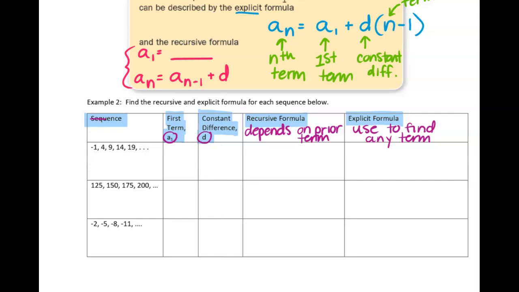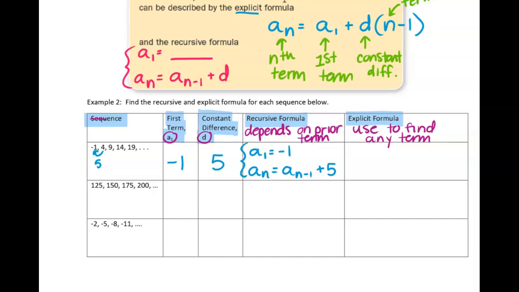So for this one here, 4 minus negative 1 is 5, 9 minus 4 is 5, 14 minus 9 is 5, 19 minus 14 is 5. So our constant difference is 5. First term, you just look at the list. First term is negative 1. Recursive formula, first we say what the first term is, so a sub 1 equals negative 1. Then we say how you get a sub n, and it's always going to be a sub n minus 1, which is the term before, plus our constant difference, which was 5.